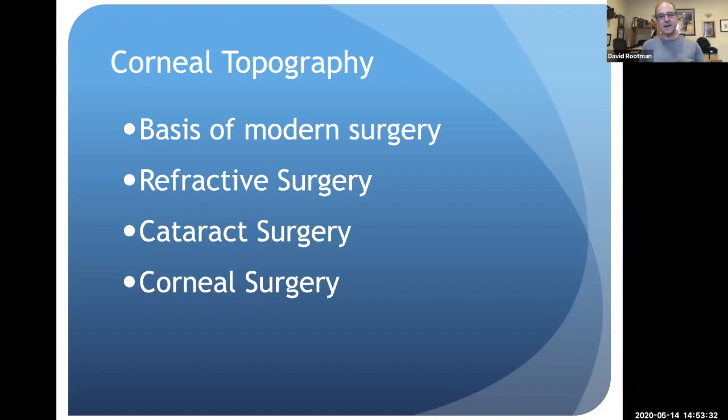Personally, I wouldn't put in a toric lens based simply on keratometry or based on the auto Ks that you get with the IOL Master or the Lens Star. And in corneal surgery, of course, it's indispensable and has really given us an excellent understanding of what happens when you cut the cornea, when you cut it the wrong way, when you take out too much, when you don't take out enough. It really gives us a good feeling for all of that stuff.